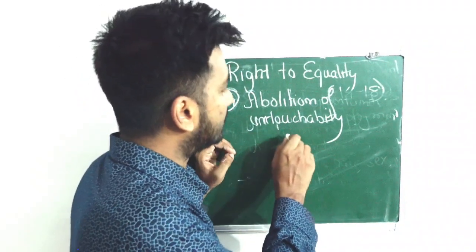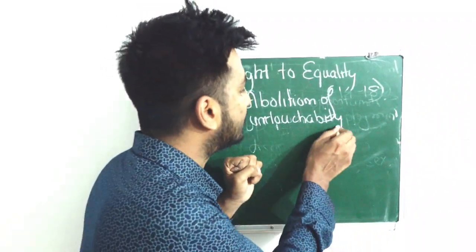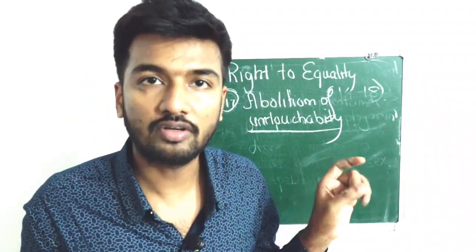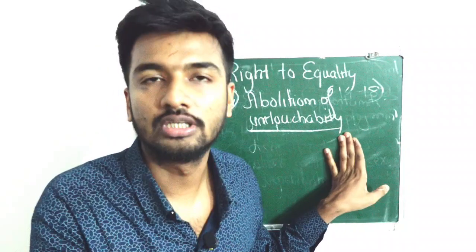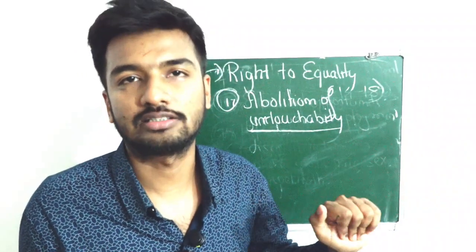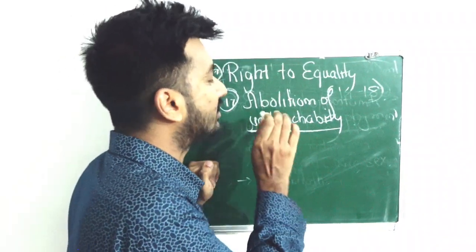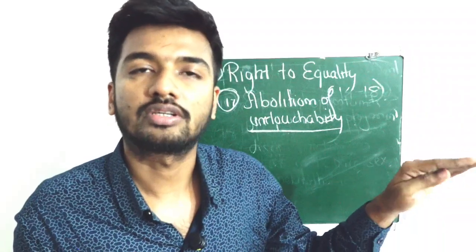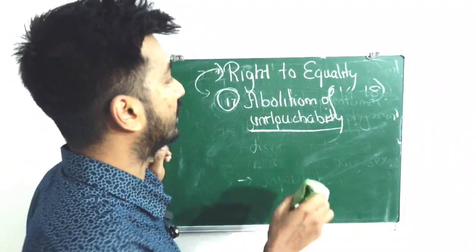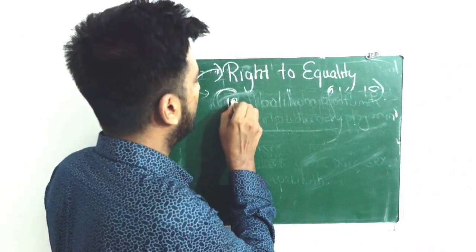So, abolition of untouchability. Because of those incidents, the topic of untouchability needed to be mentioned in the Constitution, because of the deeds which happened against the untouchables, against the lower caste people. So nowadays there is no untouchability. You cannot treat people as untouchables. That is the 17th article of the right to equality.